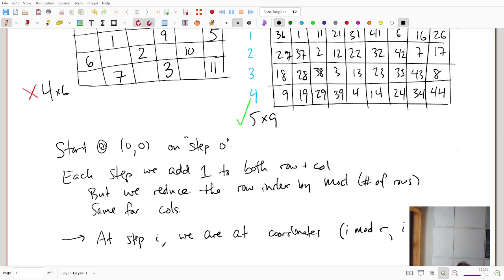Okay, so any questions so far? Does this make sense, how I'm connecting this? We're counting mod R and counting mod C at the same time.